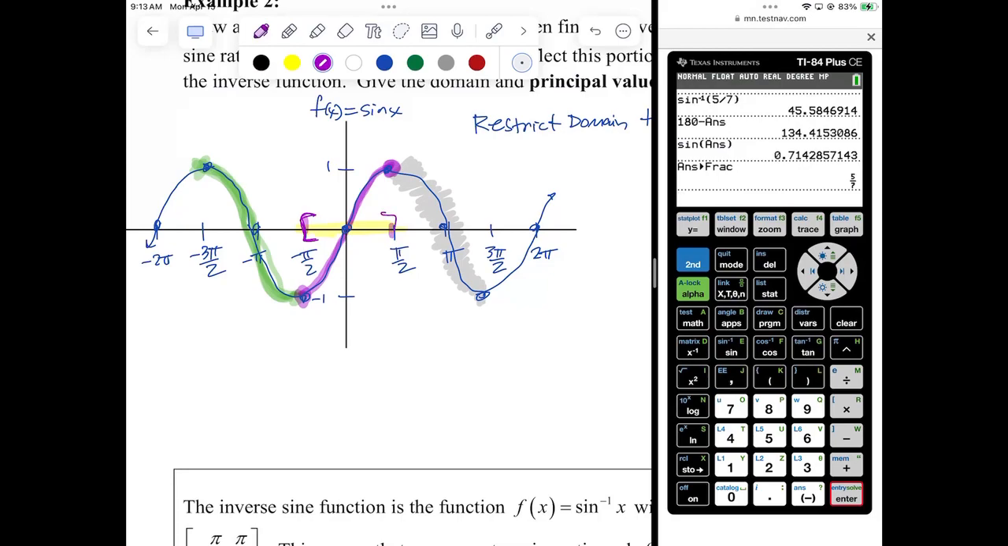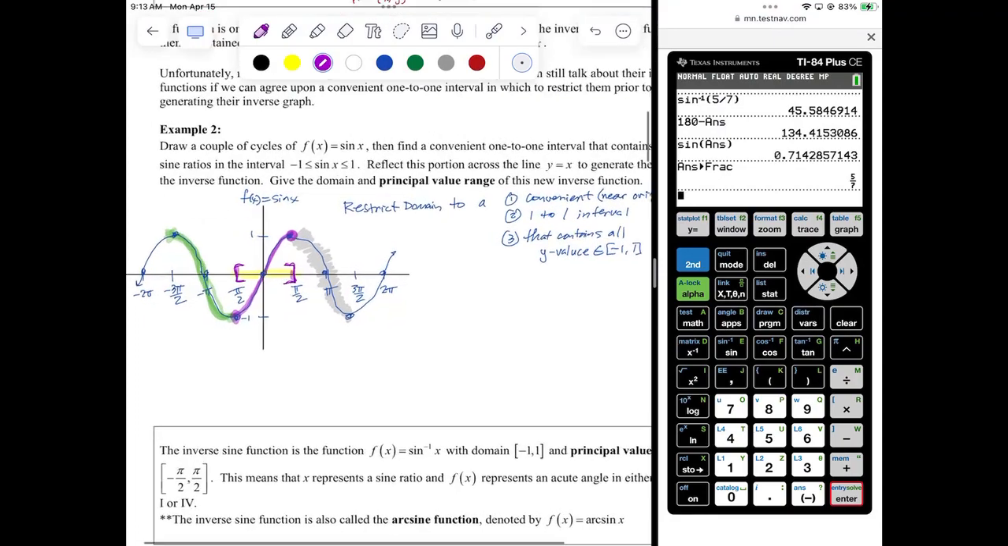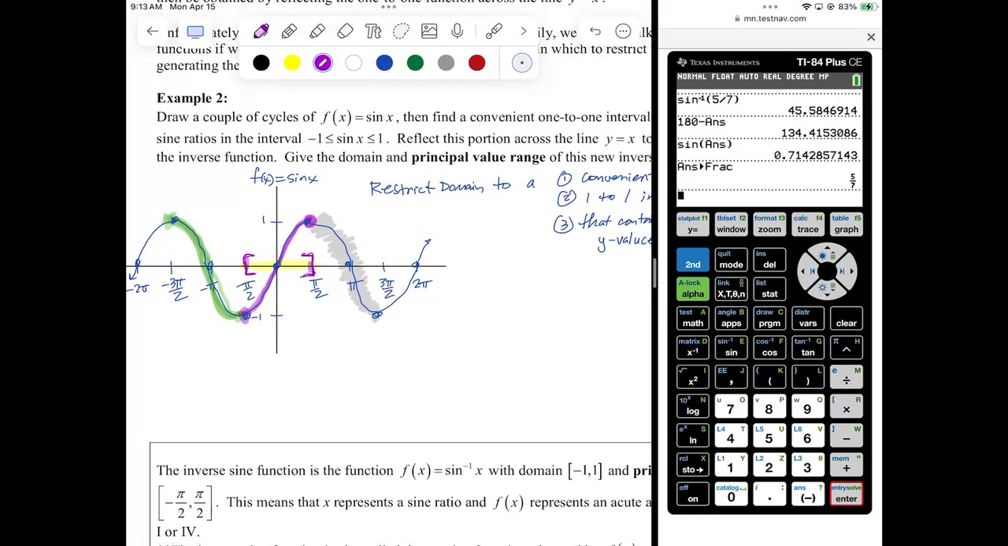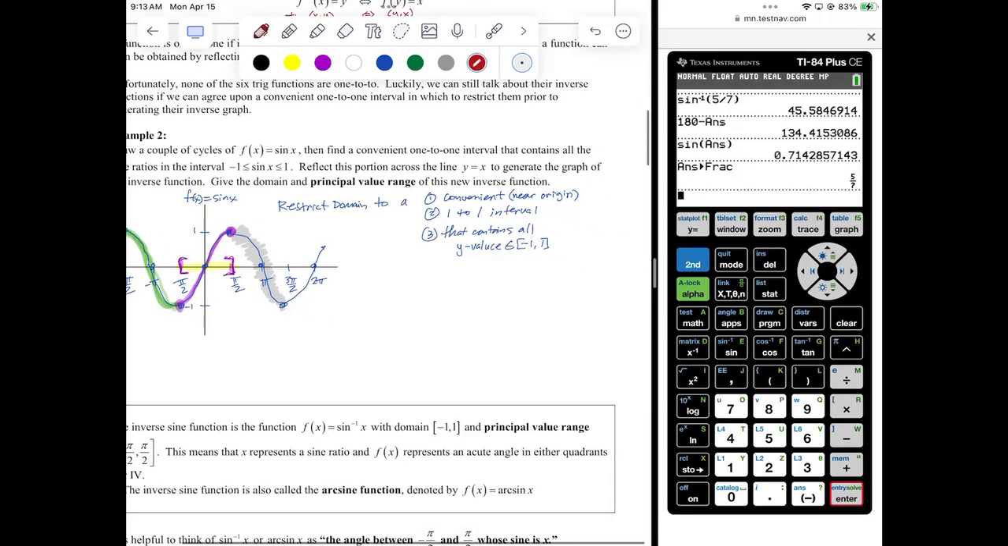negative pi halves to pi halves. And guess what? You discovered it on your own based on the criteria. That is the interval that we restrict sine on. We restrict sine from negative pi halves to pi halves. If we then reflected that purple piece only across the line y equals x, let's think about what's going to happen.